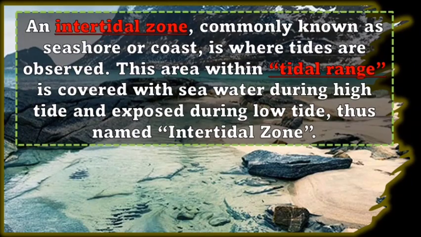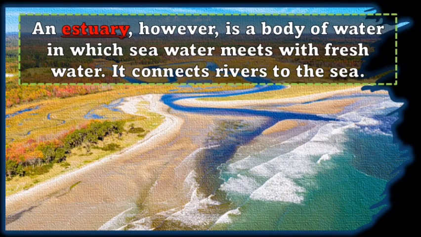An intertidal zone, commonly known as seashore or coast, is where tides are observed. This area within tidal range is covered with seawater during high tide and exposed during low tide, thus named intertidal zone. An estuary, however, is a body of water in which seawater meets with fresh water. It connects rivers to the sea.